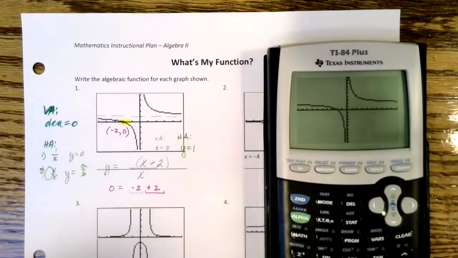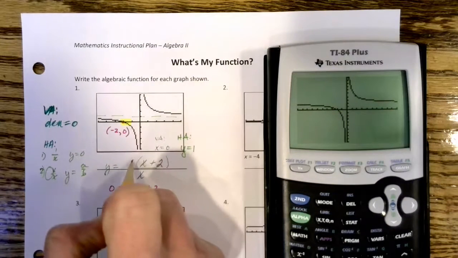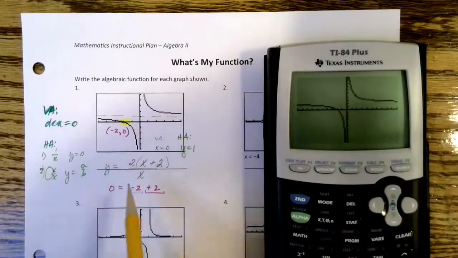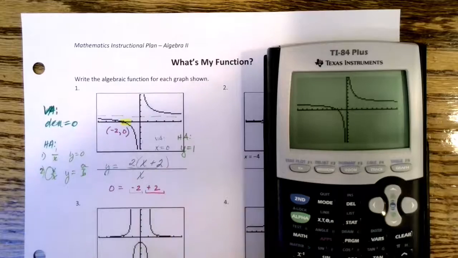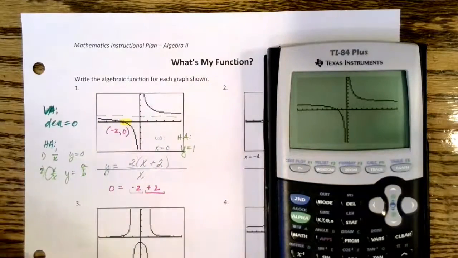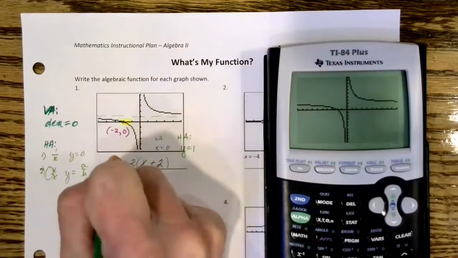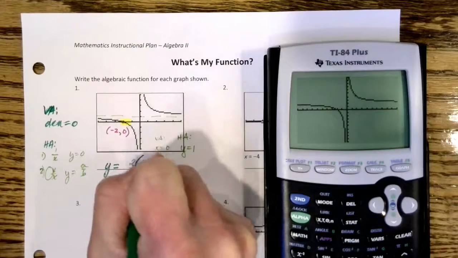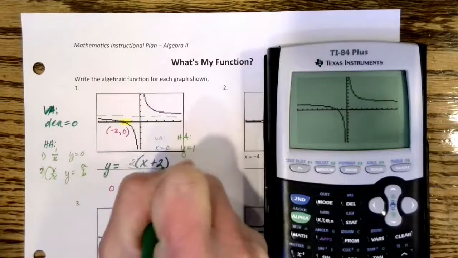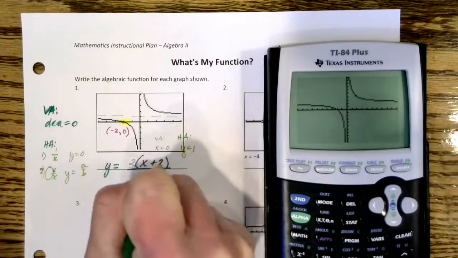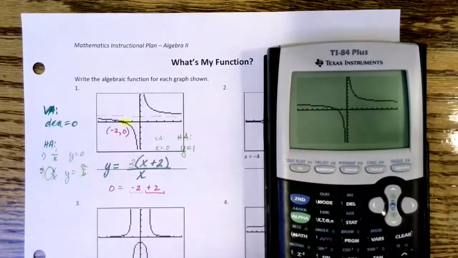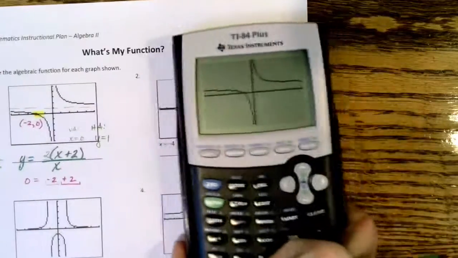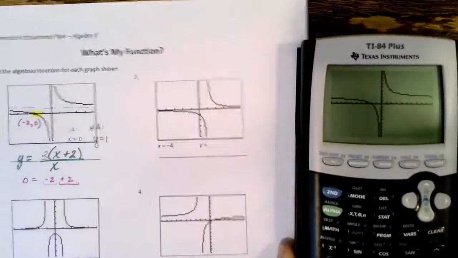So if we have this value of 2 in front of this fraction, that would work. Otherwise, we can just leave this as a coefficient of a. For the most part, I have my function now because this fits my asymptotes and my x-intercept. Okay, let's take a look at number 2.